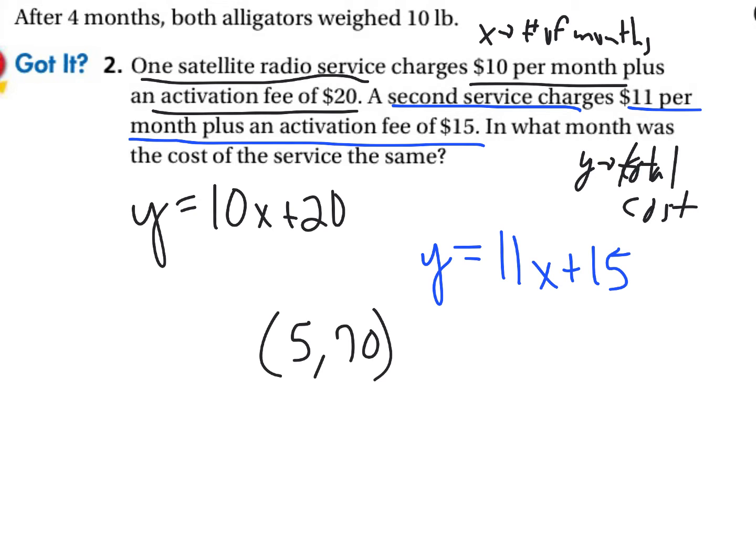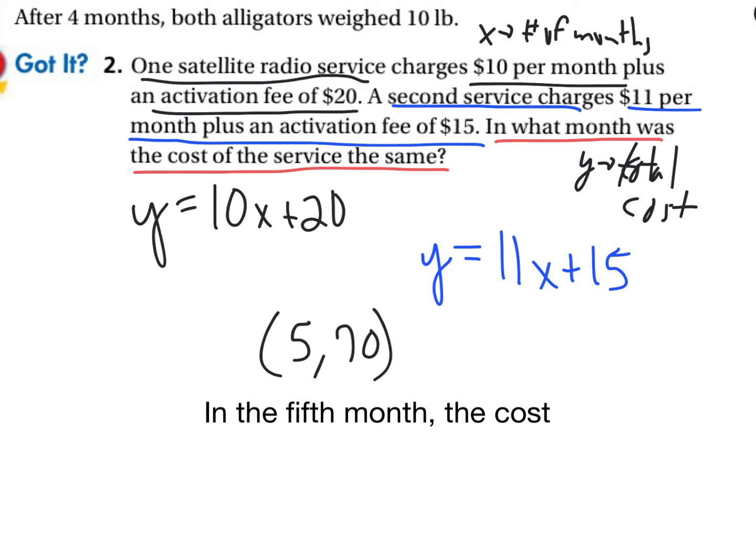And then we need to make sure we're answering the question. The question was, in what month was the cost of the service the same? So if we interpret that to answer their question, we could say in the 5th month, the costs will be the same. We could be more specific and say it would both be $70.